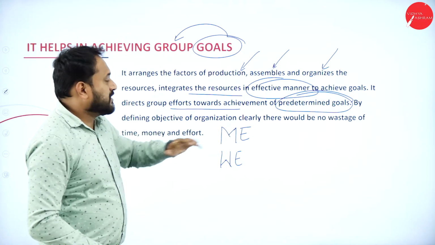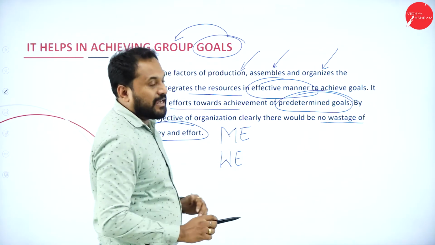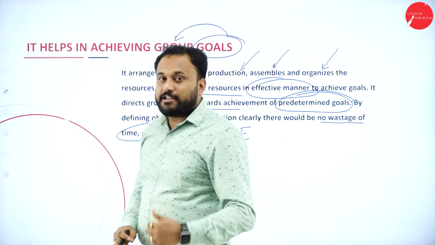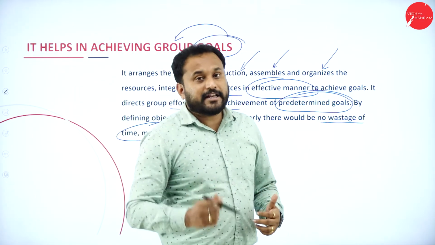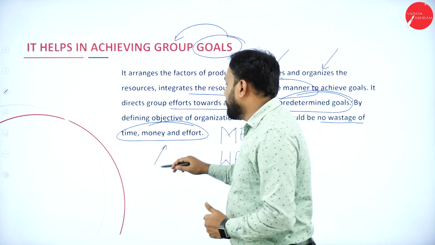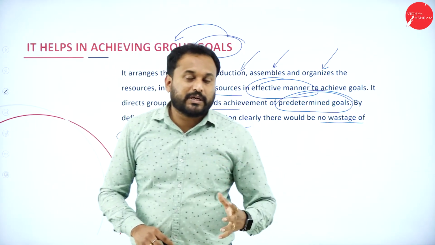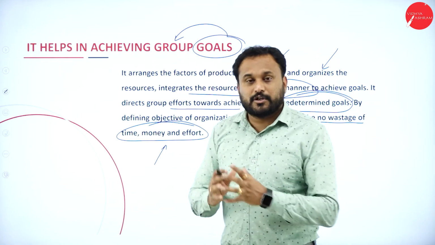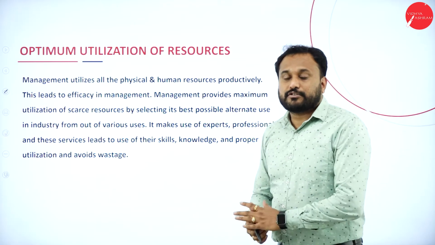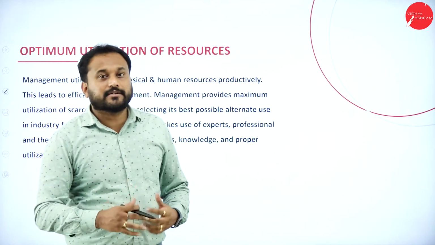By defining the objective of the organization clearly, there would be no wastage of time, money and effort. That's why, see, management always reduces time, management reduces cost. In the same way, management goes with maximum result and minimum effort. So all these things will be achieved in a group only when you convert that me into we. These are the things which you people need to know. And following that, we have optimum utilization of resources. Management needs to use the resources optimally.